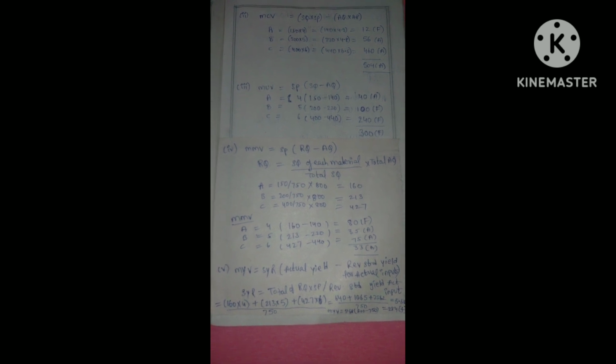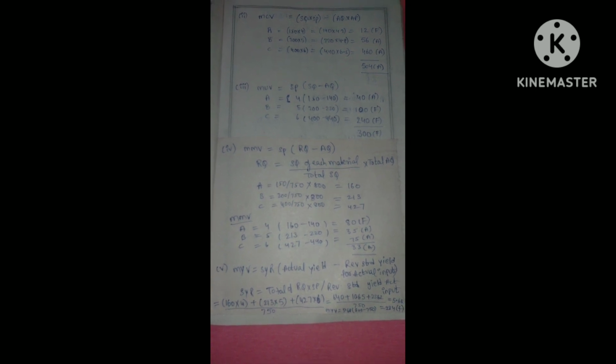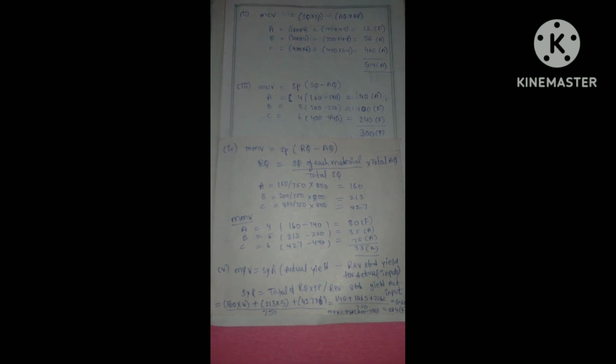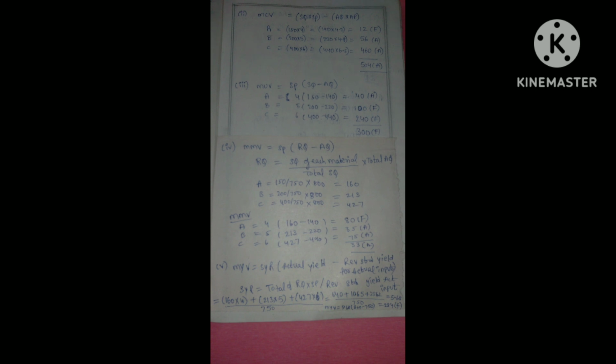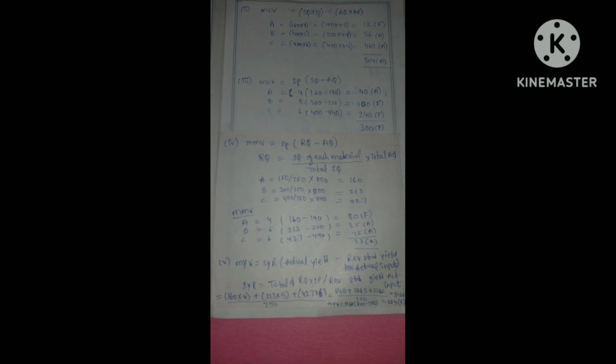So first we have to calculate standard yield rate. Standard yield rate is equal to the total of revised quantity into standard price, divided by revised standard yield at input. So according to the SYR formula, 160 into 4 plus 213 into 5 plus 427 into 6, divided by 750. After multiplying these values, we will get 640 plus 1065 plus 2562 divided by 750. After simplifying, we will get 5.68.